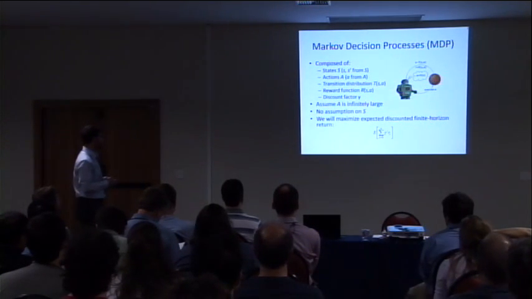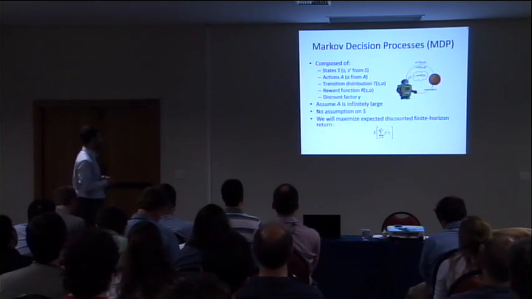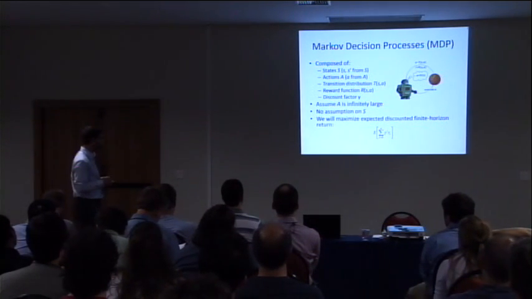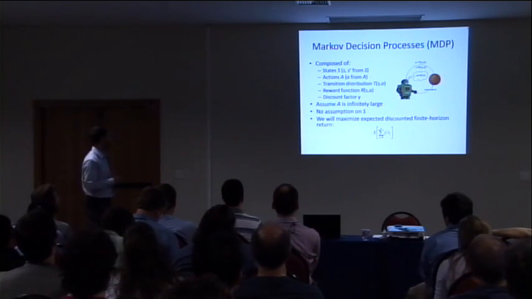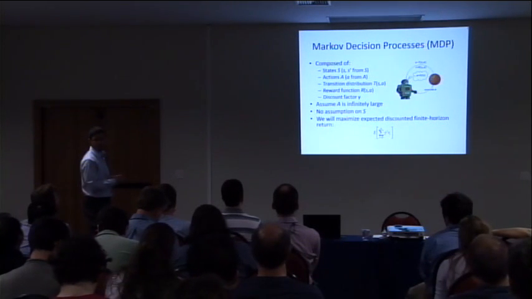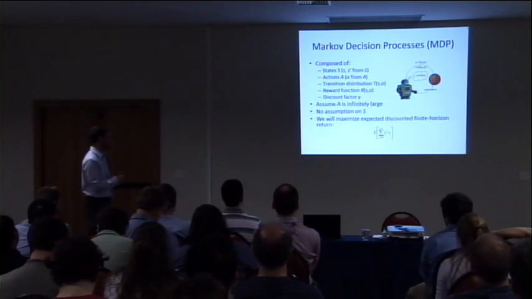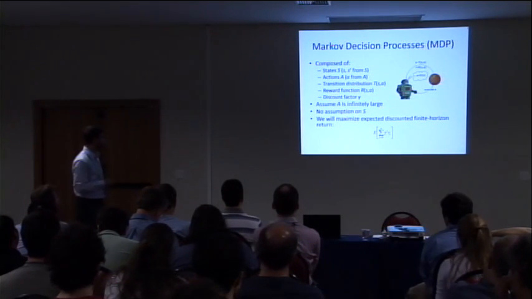So in this setting, we're going to assume that A is infinitely large, because we're going to be planning for continuous action spaces, and we're actually making no assumptions on this. So it can be finite, it can be discrete, or it can be continuous, or it can be a combination there. So in the algorithm, we are going to try and maximize the expected discounted finite horizon return, which is this equation here.